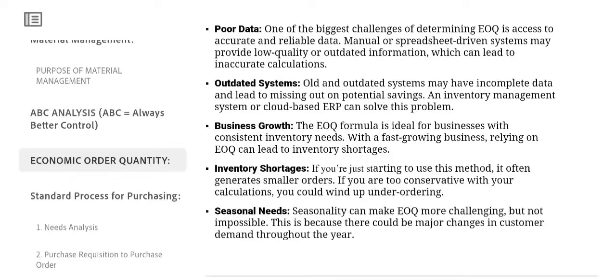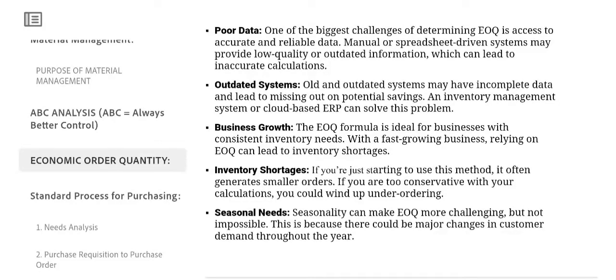After that, business growth. The EOQ formula is ideal for businesses with consistent inventory needs. With a fast growing business, relying on EOQ can lead to inventory shortage. If the business is continuously growing and you are doing this EOQ for some period of time, if the business grows, you have to maintain it with the proper direction, and EOQ is not suitable for that. And after that, the seasonal needs.